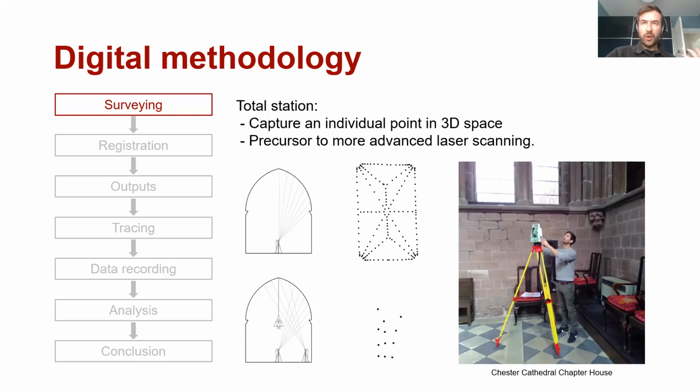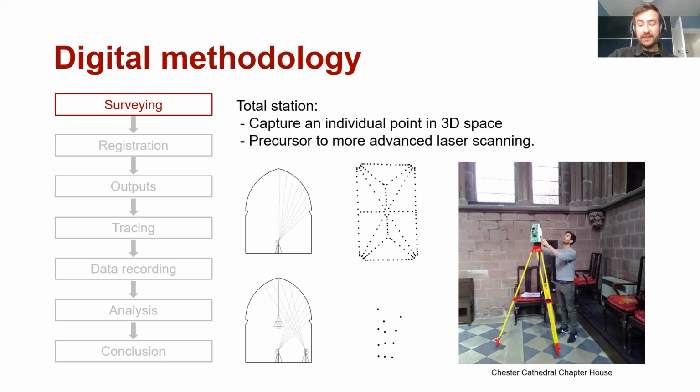So what are the advantages of total station? Well, the data is precise and selected. You're only recording what is required, but that can also be a disadvantage. Because, for example, if you want to record the webbing, which sits in between the ribs, then you're going to have to use a separate campaign to record all of that.